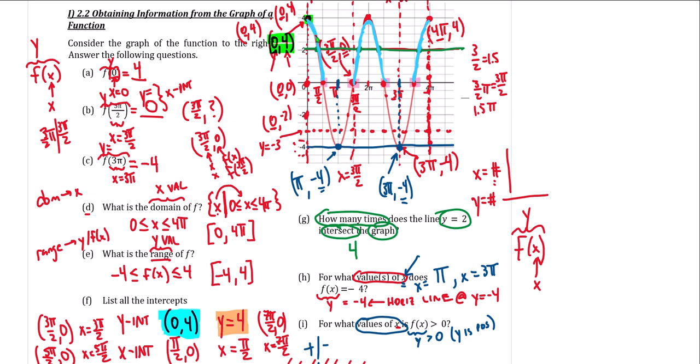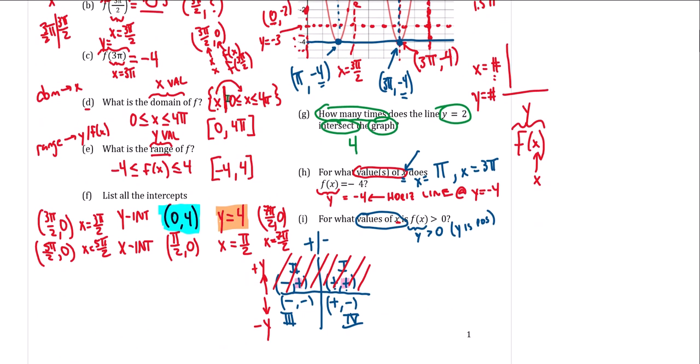This point right here is, let's say, pi over 4, 3. This point right here is very close to pi over 2, 0.5 about. All of the points along this first little segment have positive y values, and their x values range from 0 to pi over 2. So the first interval, we'll write this in interval notation. The first interval is 0 to pi over 2.